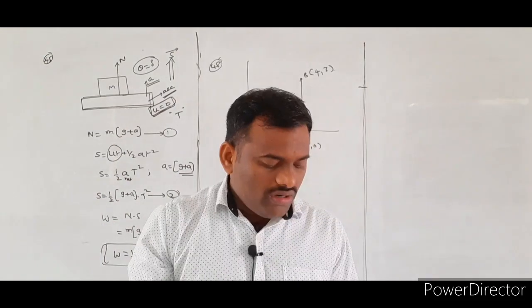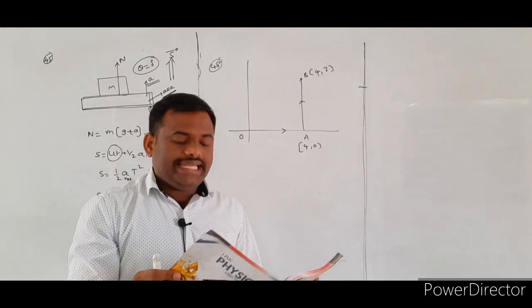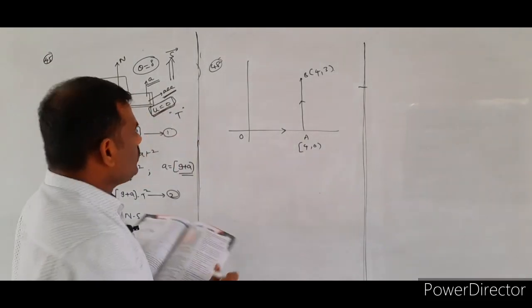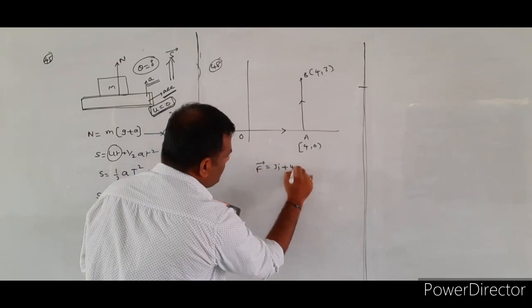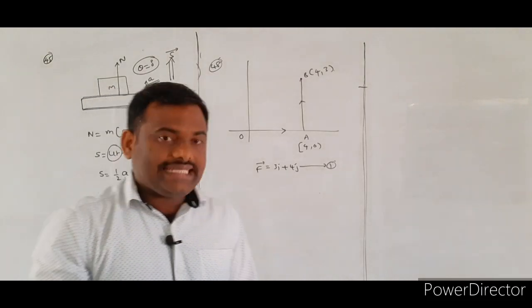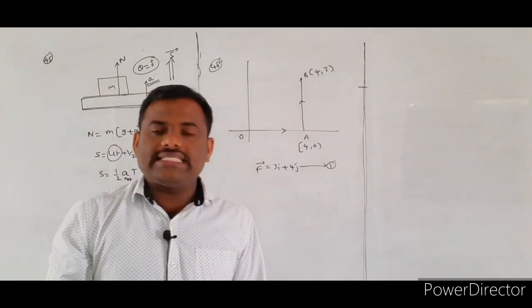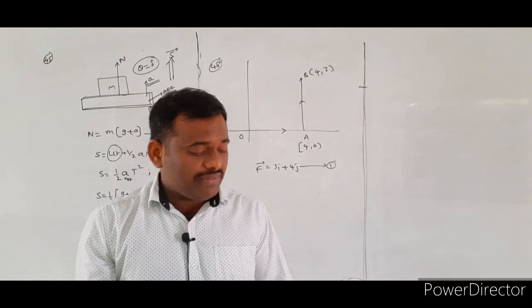Next. Problem number 48, an important one. A force F vector is equal to 3i plus 4j. What is the force acting on the particle? 3i plus 4j. It is acting on the particle which is moving in the XY plane, the given particle which is traveling in the XY plane.